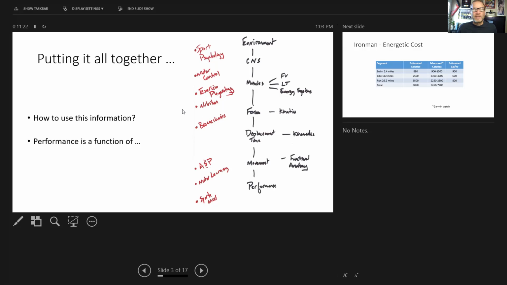And I have sports medicine down here, which has to encompass this entire model, because you can have an injury anywhere along here. We can have a psychological injury. We can have an injury to the nervous system. We can have injuries to muscles. We have injuries to anatomical structures.